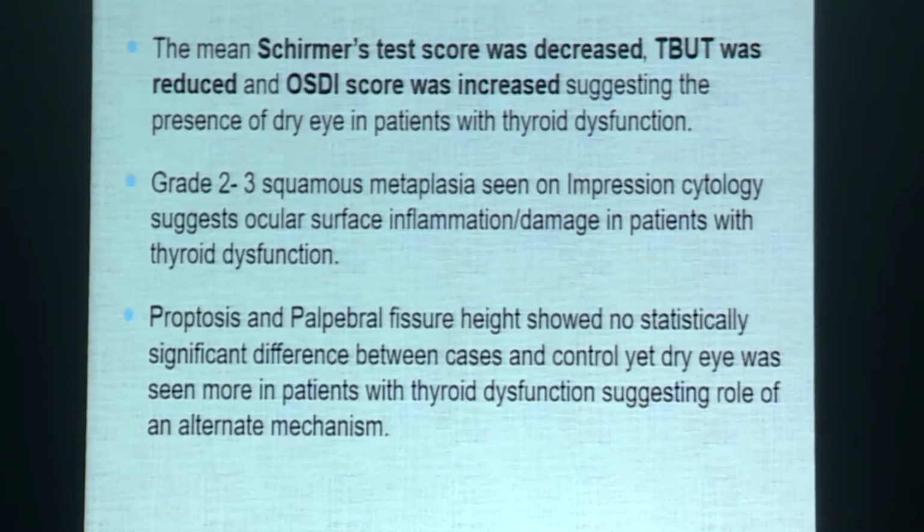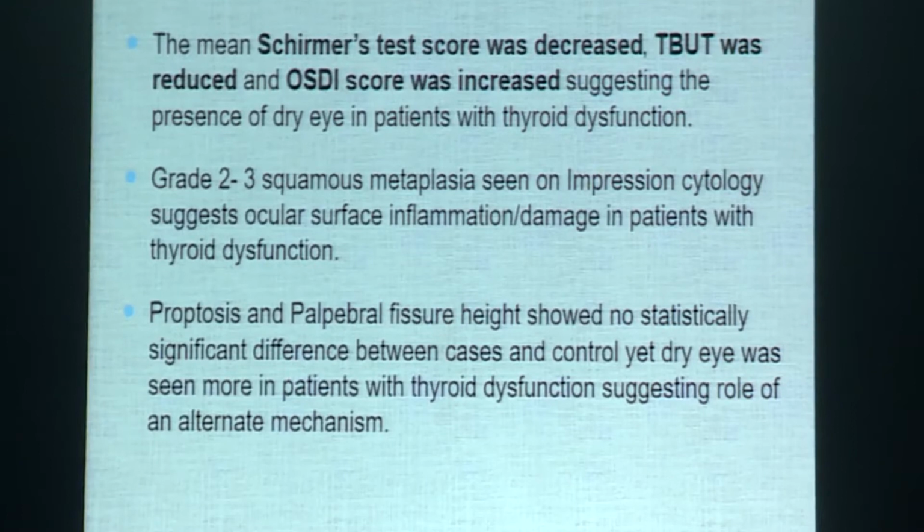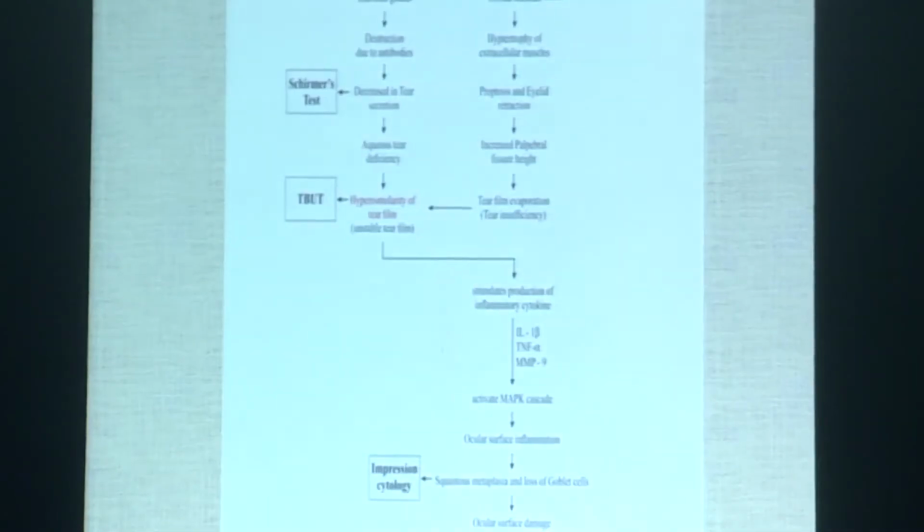Now proptosis and palpebral fissure height absolutely showed no difference between cases and control. Yet dry eye was present. So definitely there has to be some alternative mechanism other than proptosis and increase in palpebral fissure height. So I studied, reviewed, and came to this ideology. There are 2 charts I want to show.